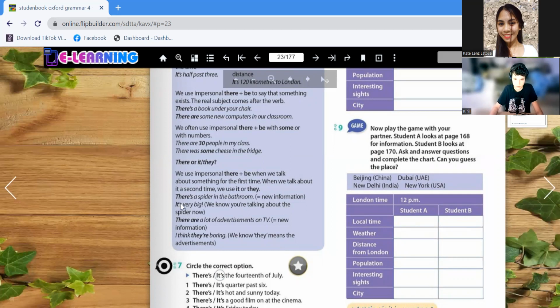There's a spider in the bathroom. New information. You just talk about it. It's your first sentence. It's very big. Your second information. We know you're talking about a spider now. There are a lot of advertisements on TV. New information. I think they're boring. We know they means the advertisements.